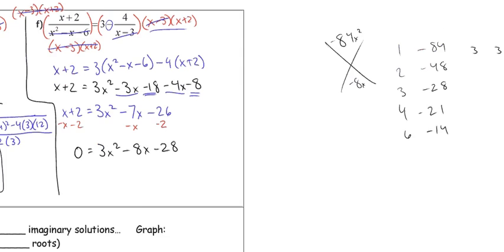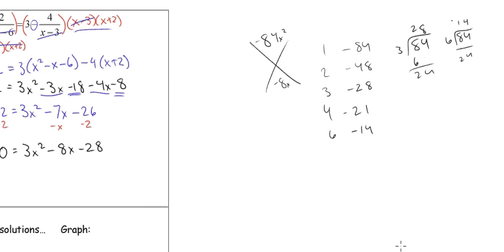Over here I wrote down the work I had for it. I knew that the numbers were going to multiply: 3 times negative 28, that gave you negative 84. Again, 3 times negative 28. And so looking for two numbers that multiply to give us that, but add to give us negative 8, our b value back over here.